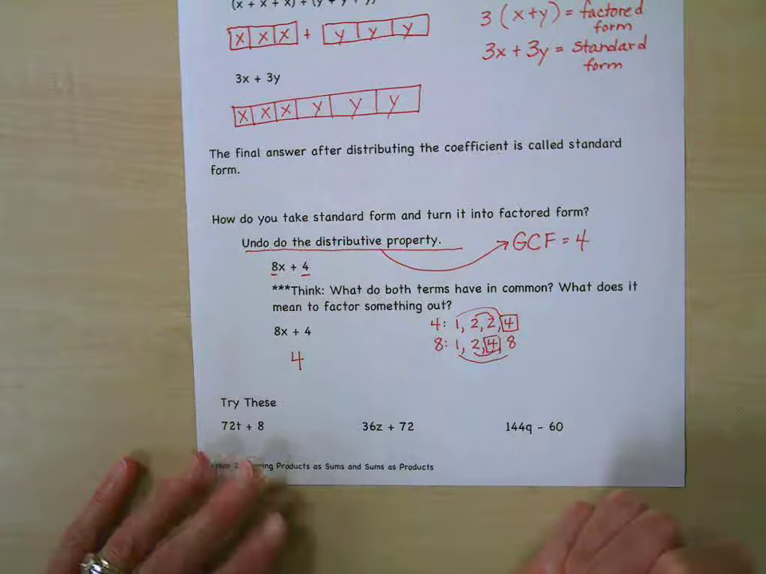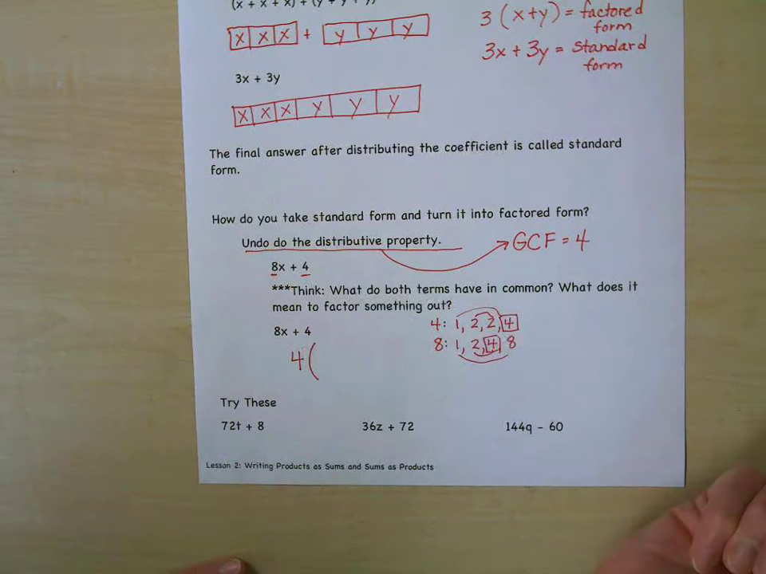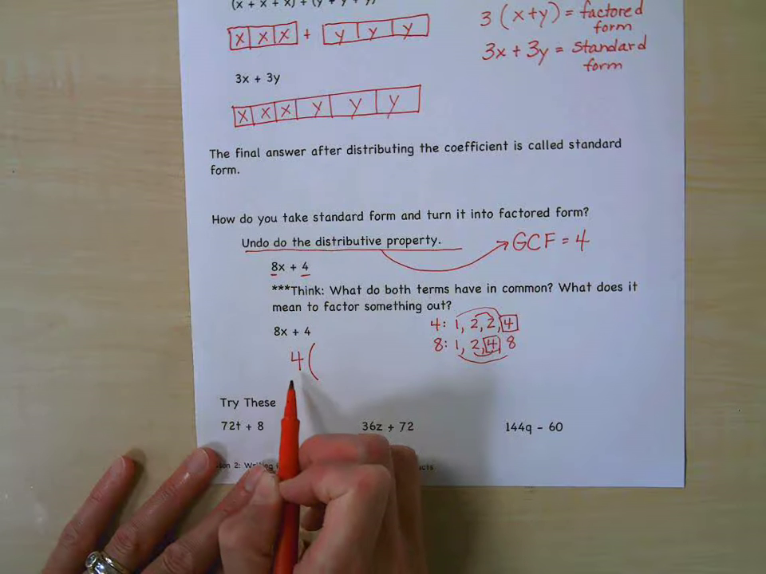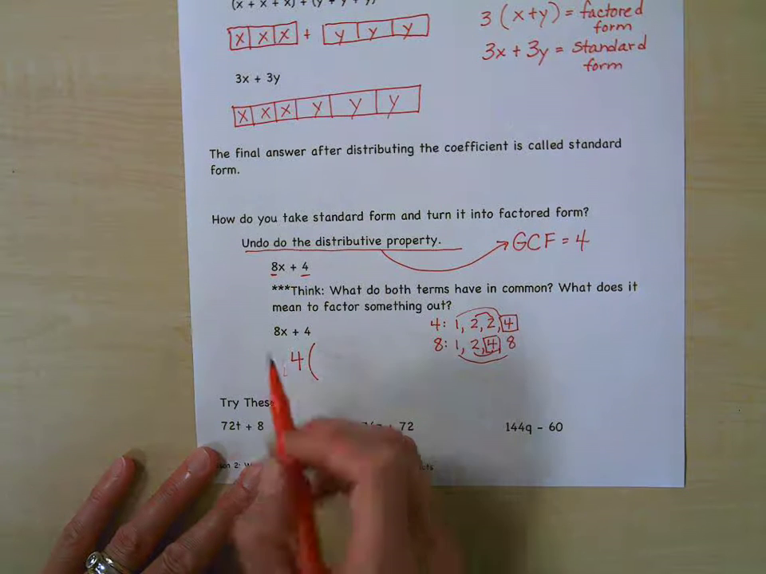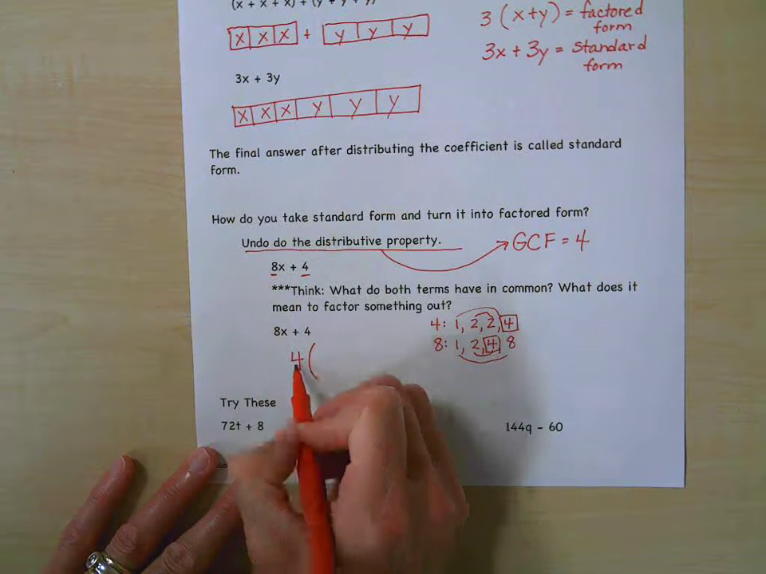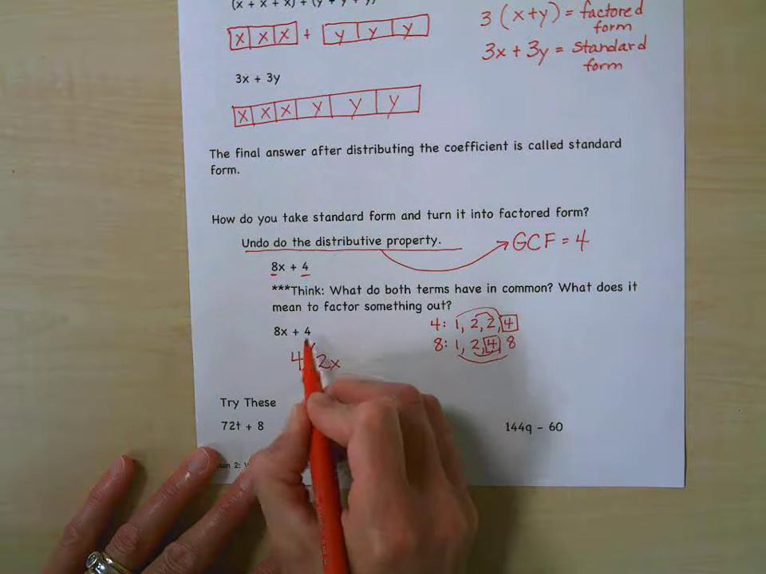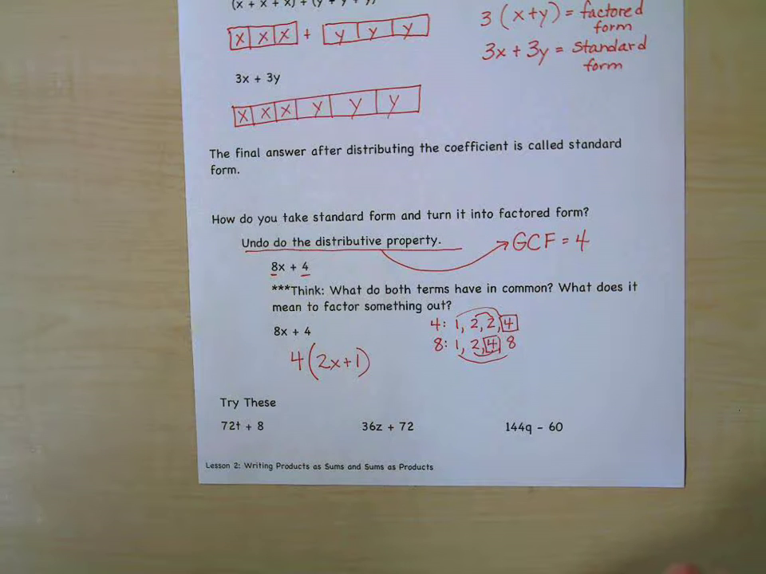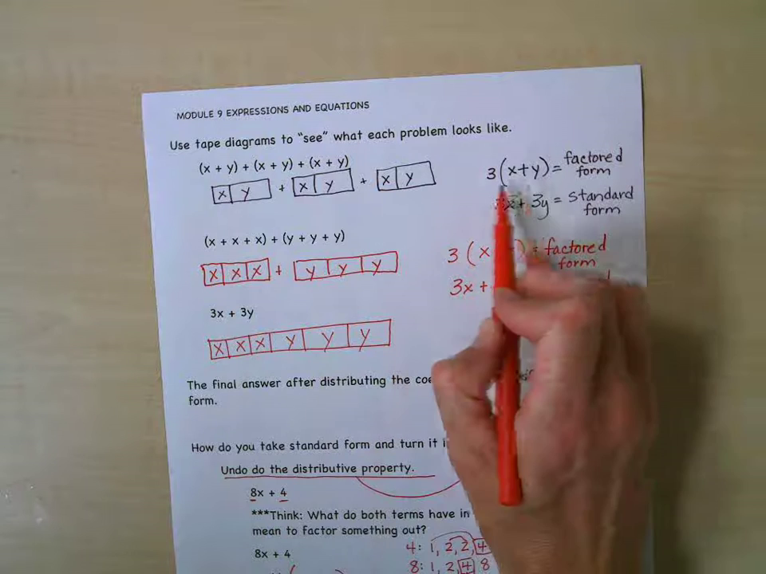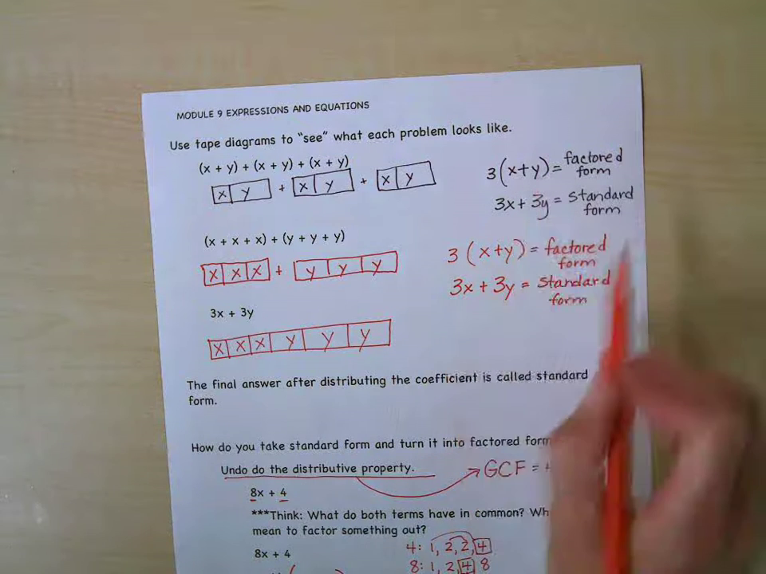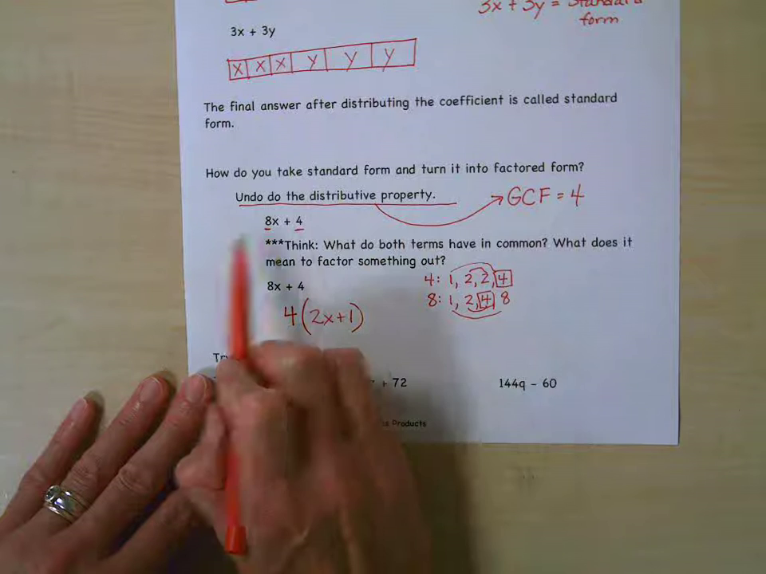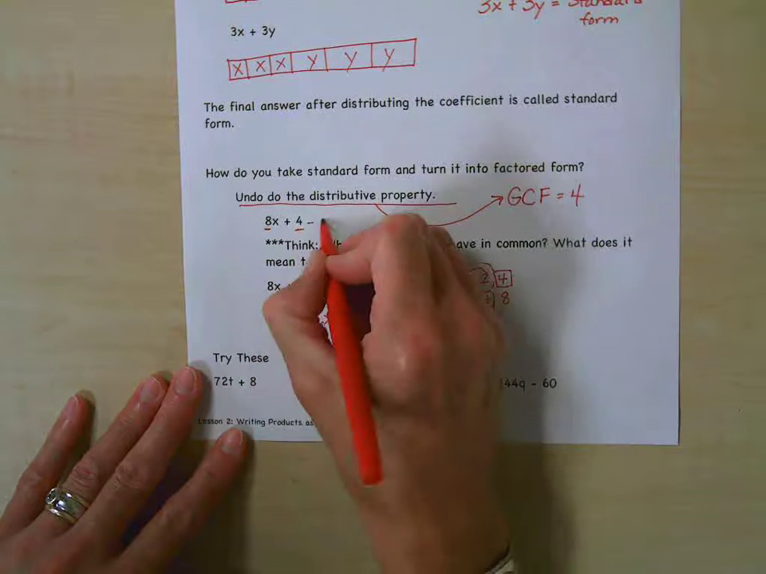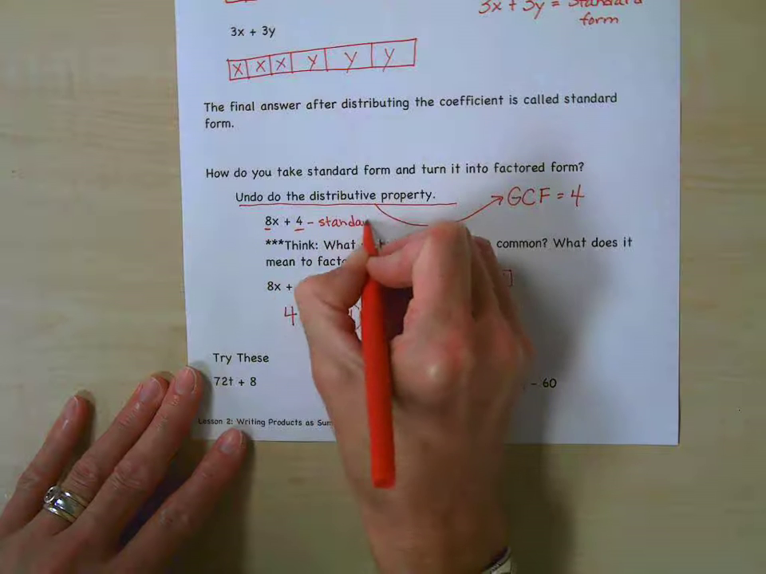So then it says, what does it mean to factor something out? It means that it becomes your coefficient, the one that sits on the outside of the parentheses. So you take the GCF, pull it out, and when you pull it out, it means you're actually dividing it off of each term. So what is 8x divided by 4? 2x. What is 4 divided by 4? 1. So now you did it backwards. So this is what you started out with. That's called factored form, and you ended with standard. Now you started with standard, and you had to end with factored.